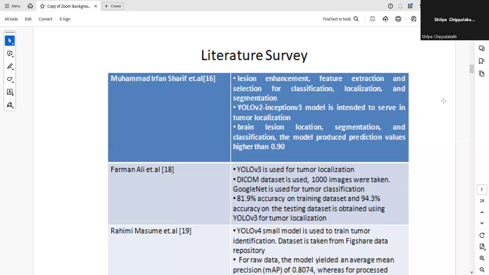The researcher in 19 has used the YOLO V4 small model for tumor identification. They have taken a data set from the Figshare data repository. The model had a precision value of 0.8074 without processing, and the processed data gave a higher precision value.